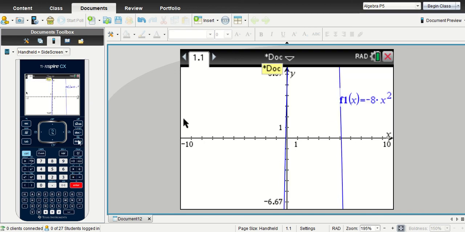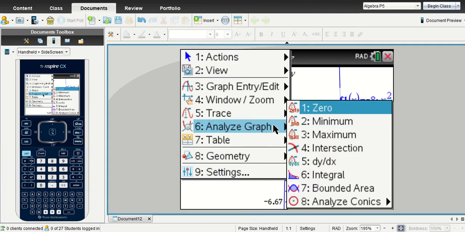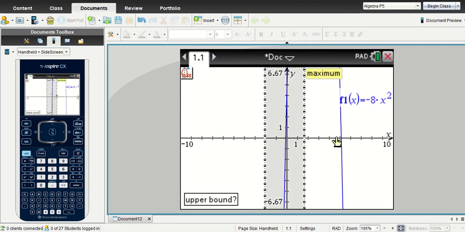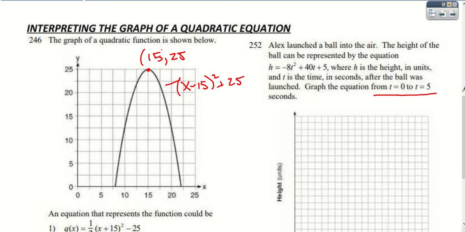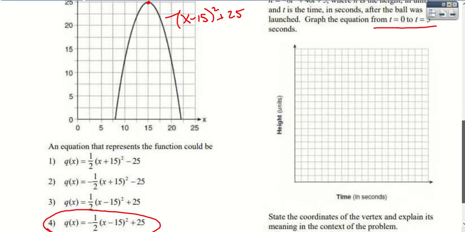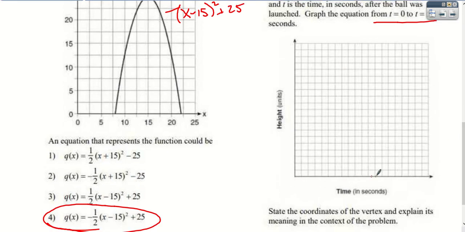Now I can't actually see the top, but it's okay. When I go to menu, analyze graph, and I know it's a maximum value, it'll make it fit here. So we can see it's 2.5 and then 55. If I need to graph, we're just going to choose appropriate x's and y's here. We know we're graphing from 0 to 5, so I can space this out and count maybe by every 3 spaces. So here's 0, there's 1, 2, 3, 4, and 5.